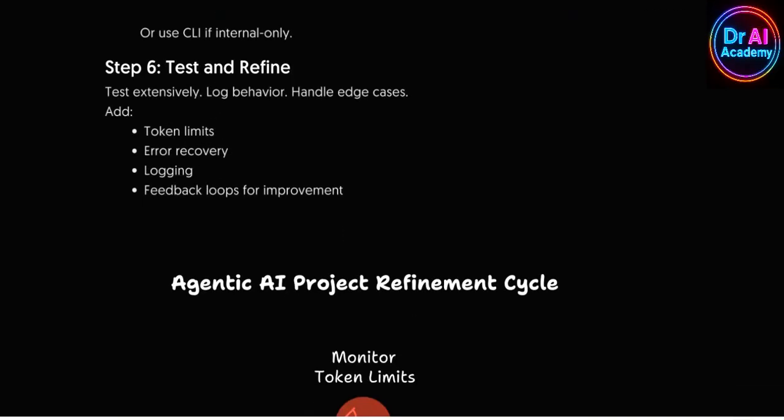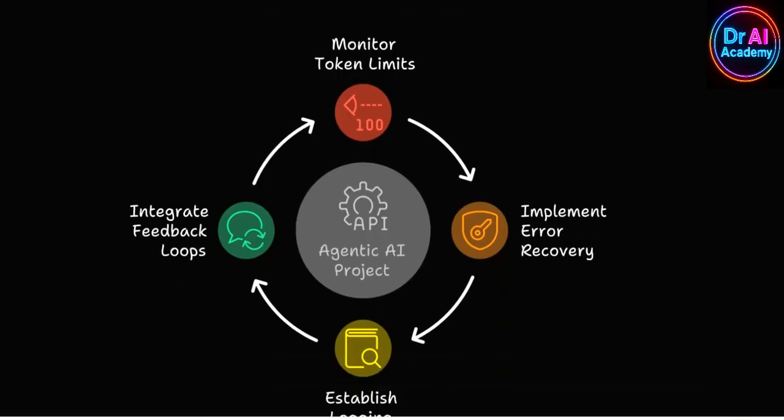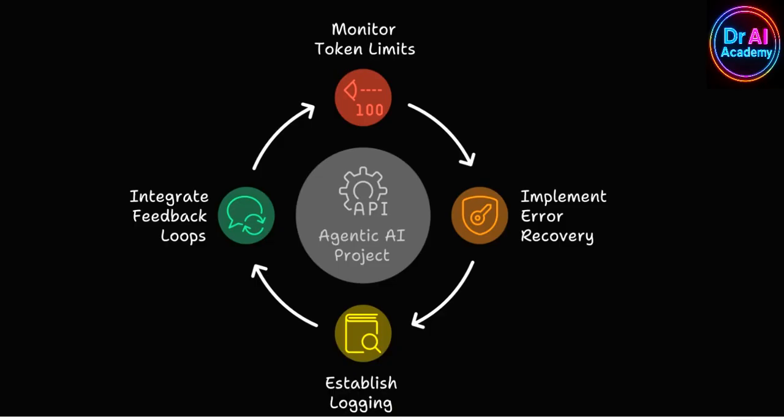Step 6. Test and refine. Before launch, run multiple test cases. Log agent behavior. Check tool responses. Handle edge cases and errors. Limit token usage with clear prompts. Tip: add a feedback loop to help the agent learn or adapt with use.